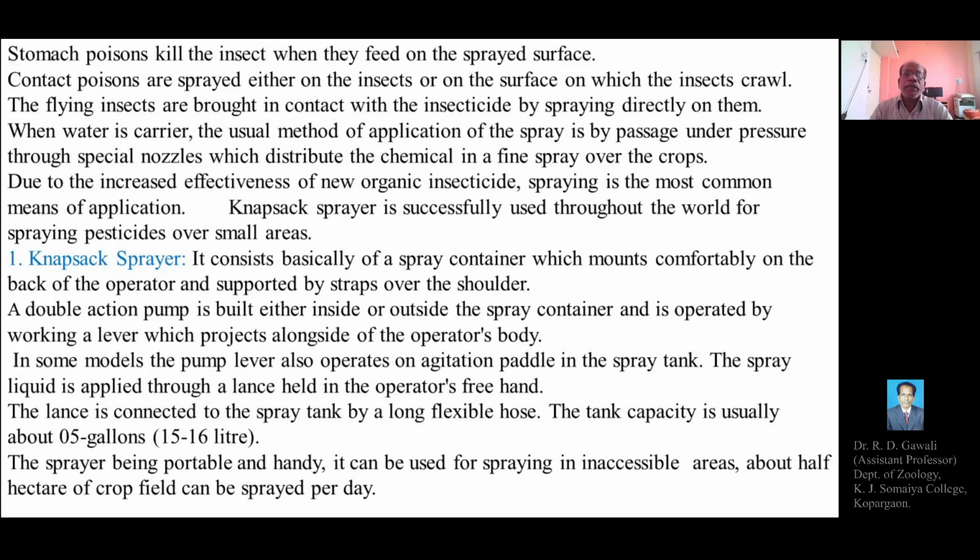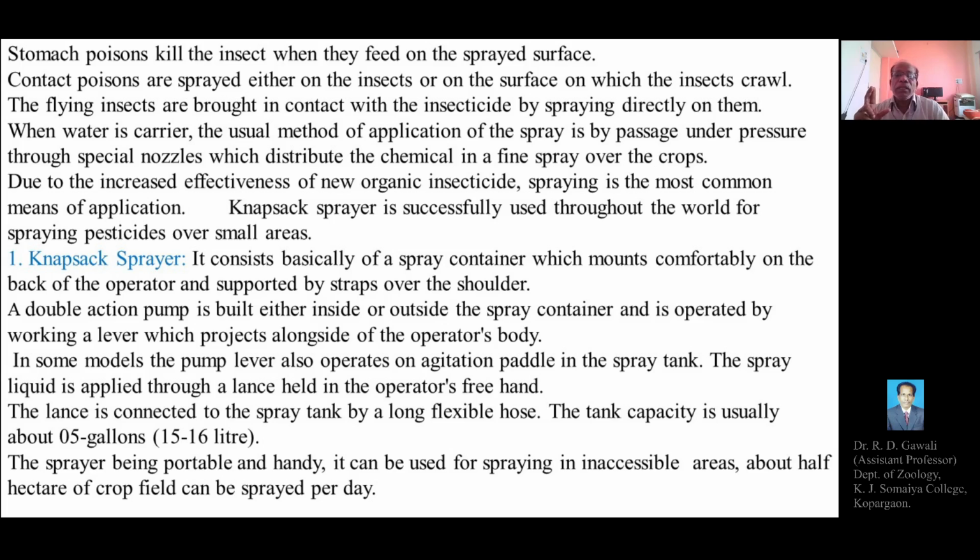The spray liquid, or insecticidal spray solution, is applied through a lance or gun held in the operator's free hand. The lance or gun is connected to the spray tank by a long flexible hose or a rubber tube, which carries the insecticidal solution from the spray tank to the lance or the further nozzle.